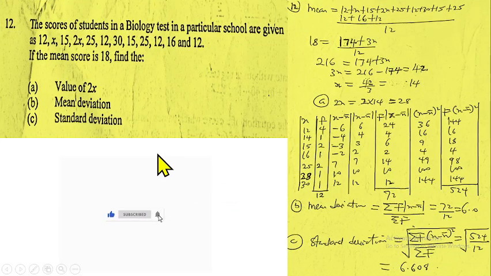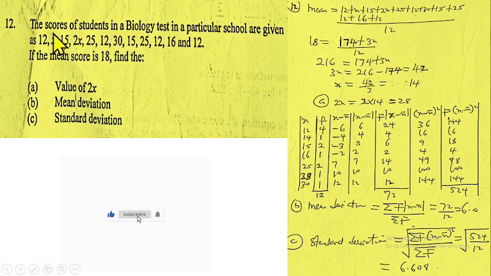Question number 12, which is the last question for this NECO 2023 General Mathematics, the theoretical part of the questions. The question is from statistics, and you are told that the scores of students in a biology test in a particular school are given as 12, x, 15, 12, 2x, 25, 12, 30, 15, 25, 12, 16, 12. If the mean score is 18, you have to find the value of 2x.